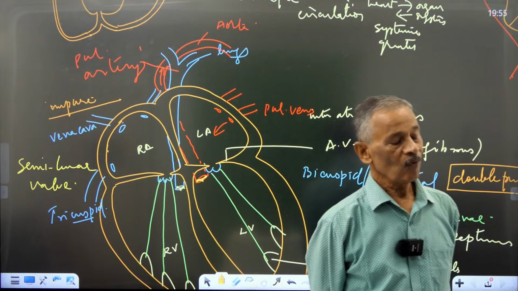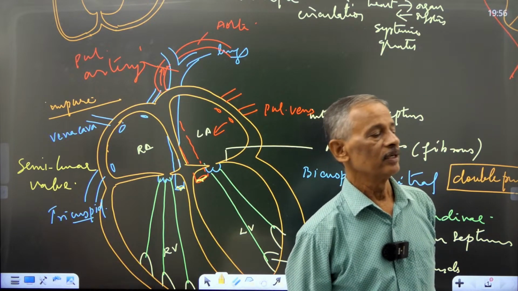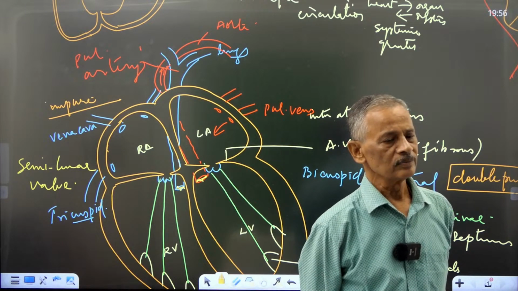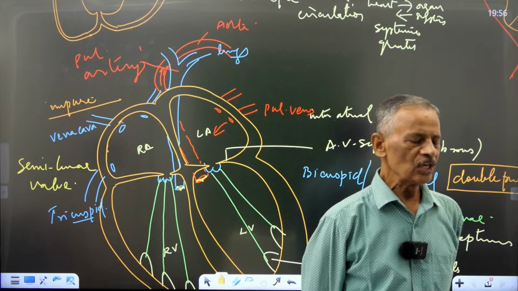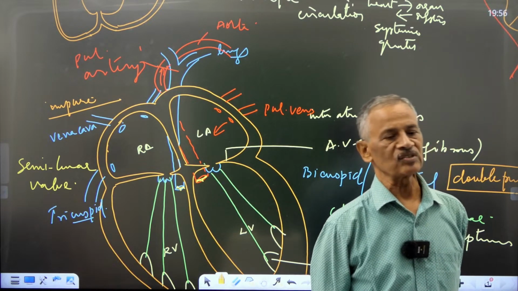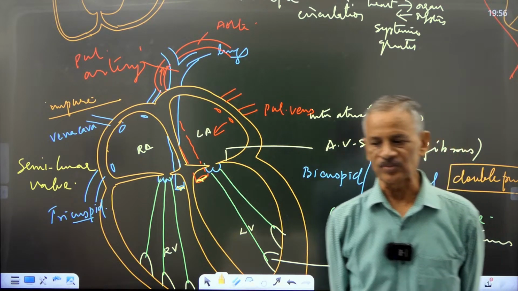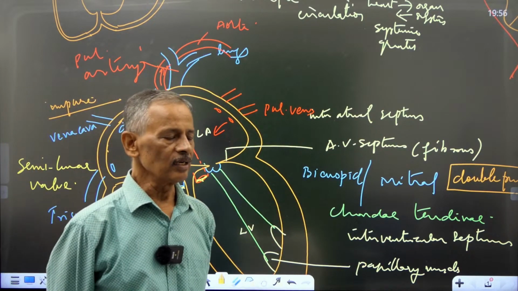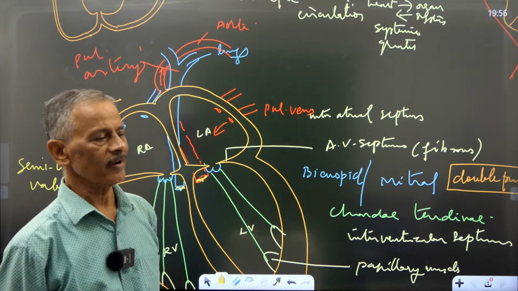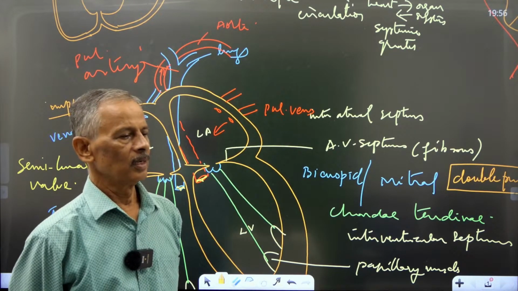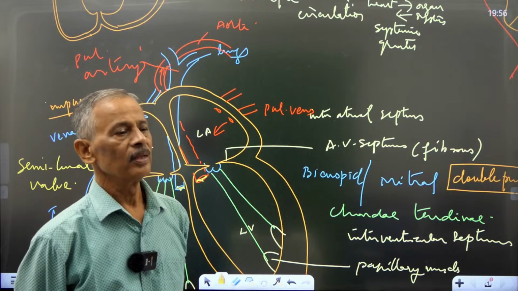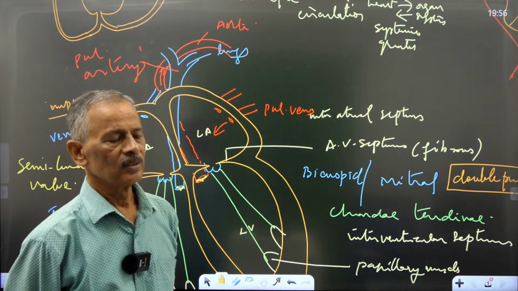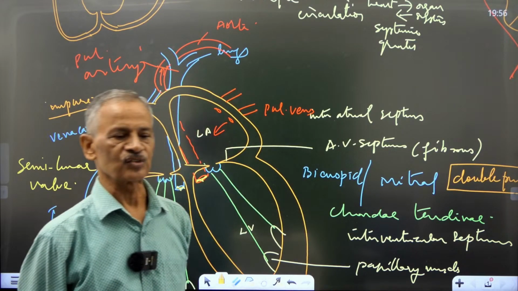Now, what is the structure of the heart wall? The structure of the heart wall is very simple. It is made up of specialized muscles called cardiac muscles. We have very thick, powerful muscles called cardiac muscles. These muscles are different from striated muscles and unstriated muscles because they have some unique features.